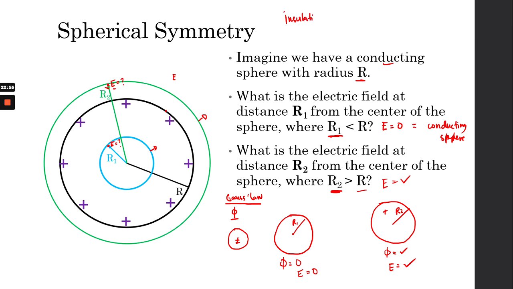You may have a situation wherein you have an insulating sphere. For an insulating sphere, remember, the charges are found inside the volume, which means even if your R1 is less than the radius of your insulating sphere, or your R2 is greater than the insulating sphere, you actually have an electric field for both that you can measure. And interestingly, they are actually just the same. You would have the same electric field. Okay, so I hope that is clear.